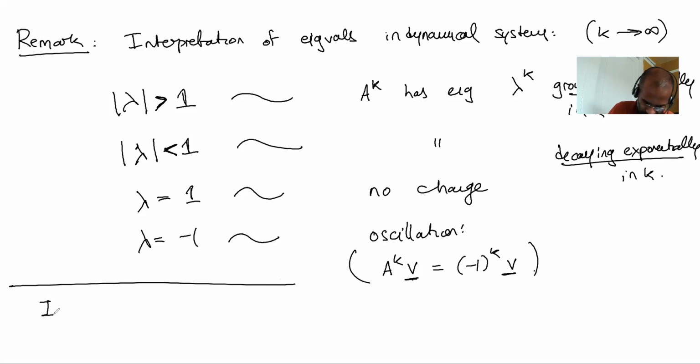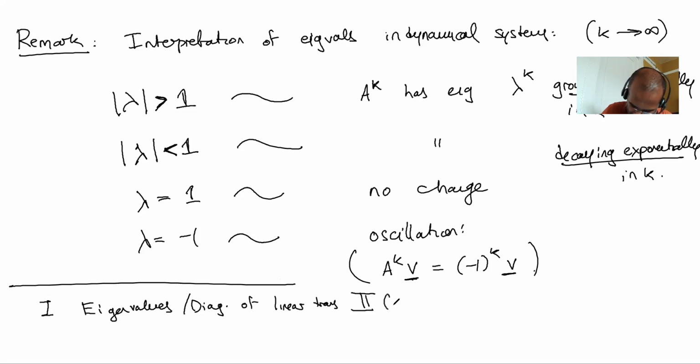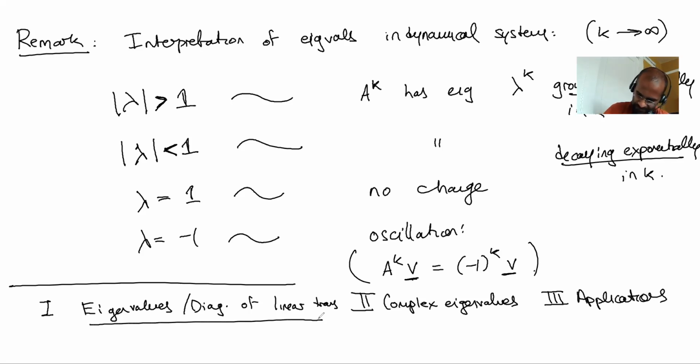Okay, so today I want to do 3 things. First, I want to do eigenvalues and diagonalization of linear transformations, so not just matrices. Then I want to talk about complex eigenvalues. And then finally, I'm going to talk about some applications. Okay, so let's begin with this.